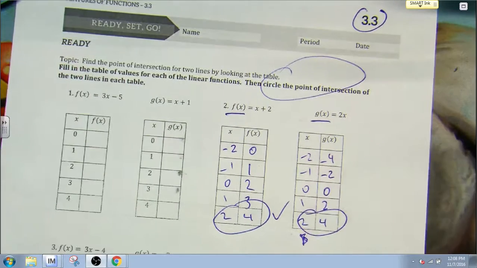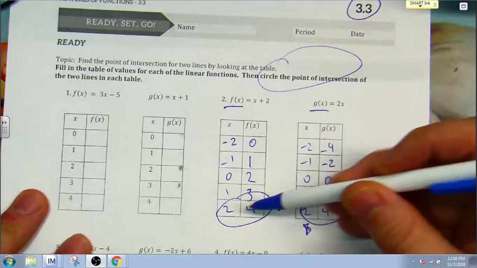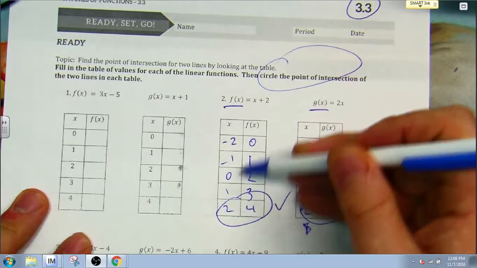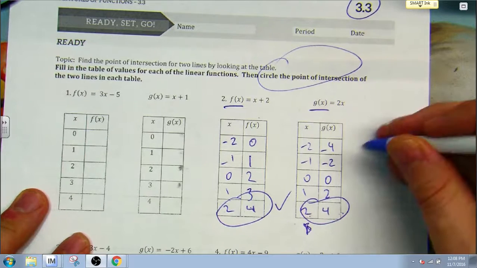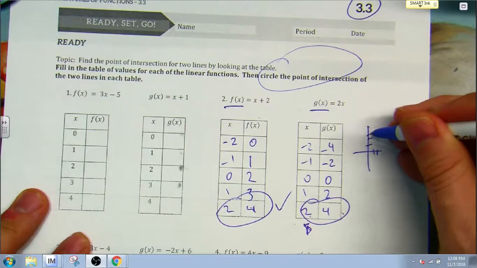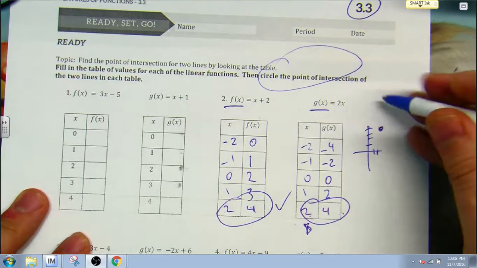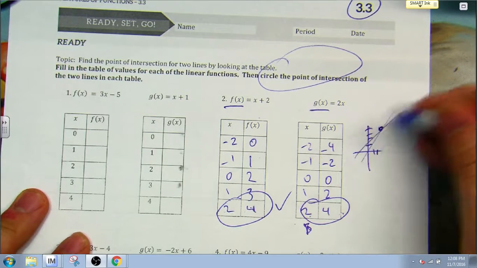Easy enough. And so that's pretty much all you have to do for these: put it in, see where we have the same point, right? Because this means 2 and 4, so that means at 1, 2, 3, 4. However these lines look, this is where they cross here. Easy enough.